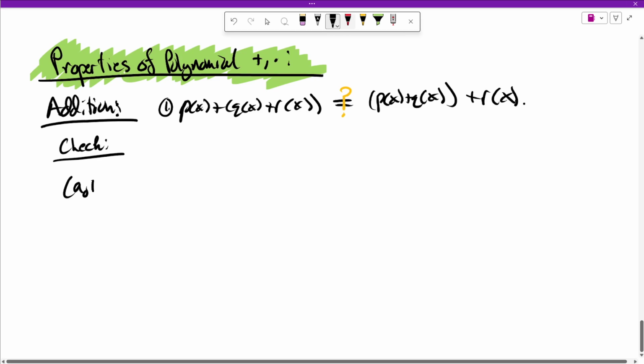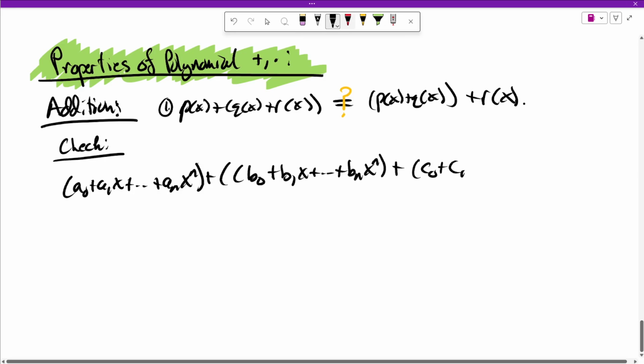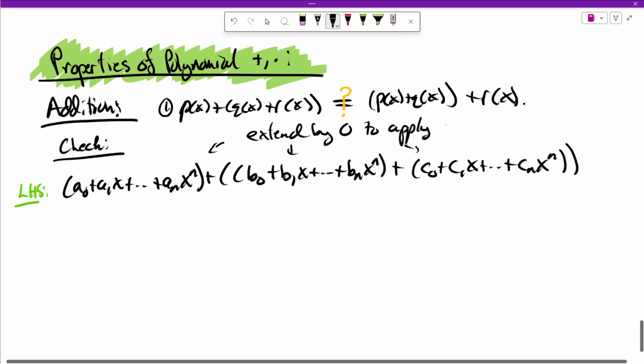We can write our p as a0 plus a1x plus up to anx to the n. And we can write our q maybe with b coefficients, and then our r maybe with c coefficients. And that would be our left-hand side. So let's label that. This is going to be our left-hand side. And let's just compute this sum. Now again, it's understood that some of these have been extended by 0. They may not all have degree n, just to be very clear.